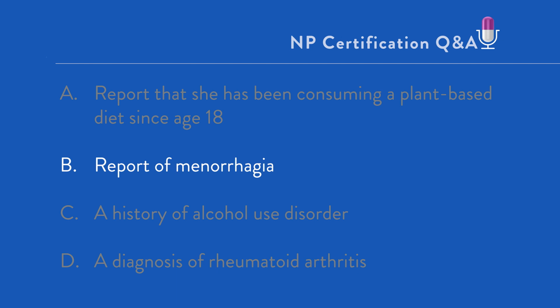Key takeaway: knowing risk factors for specific health problems, including anemia, is key to clinical decision-making and NP board success.